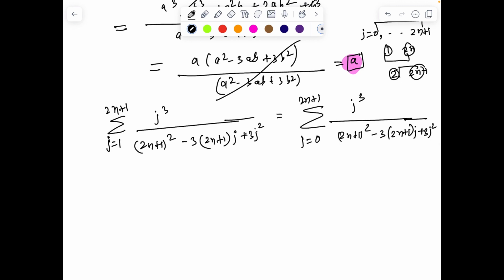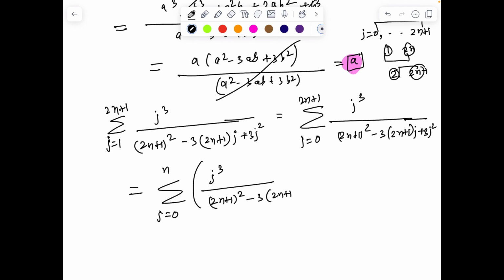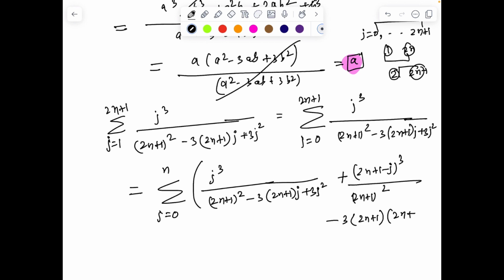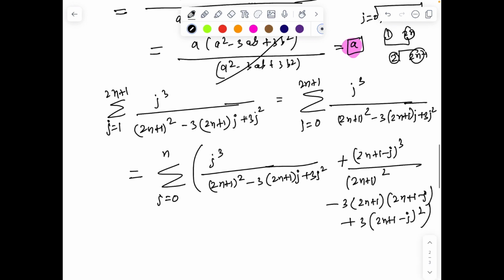So the moment we do this, this summation can be written as sigma j equals 0 to n, and by our previous result, j cubed by (2n plus 1) whole squared minus 3 times (2n plus 1)j(2n plus 1 minus j) plus 3 times (2n plus 1 minus j) whole squared. So it's kind of King's rule in action. Usually we apply King's rule in integration. So you see, similar kinds of ideas we have used, a plus b minus x kind of.